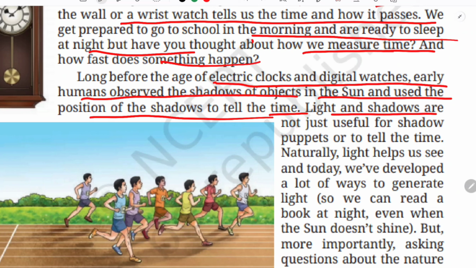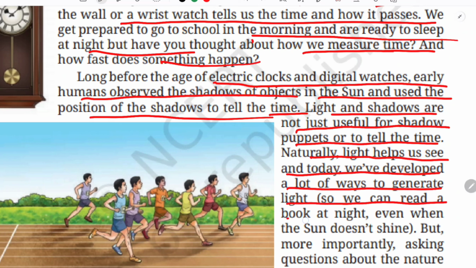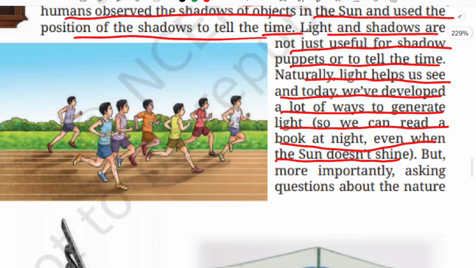Light and shadows are not just useful for shadow puppets or to tell the time. Naturally, light helps us to see, and today we have developed a lot of ways to generate light, so we can read a book at night even when the sun does not shine. So here we are also going to learn a chapter on light and shadow, about why and how this happens. Naturally, light helps us to see and to read everything during the daytime, isn't it? And now we have developed so much technologically that even at night when the sun doesn't shine, we can read by lighting a bulb, isn't it?